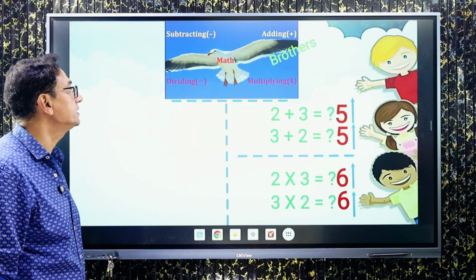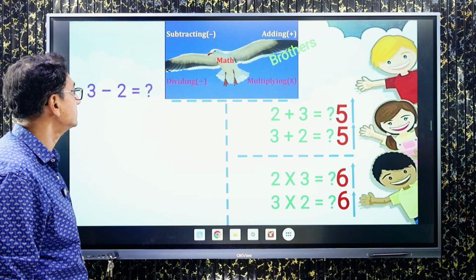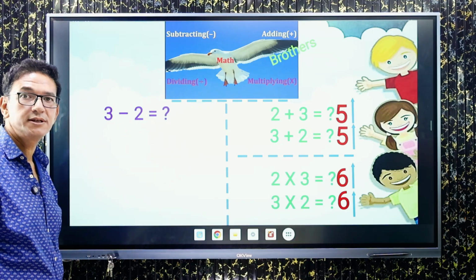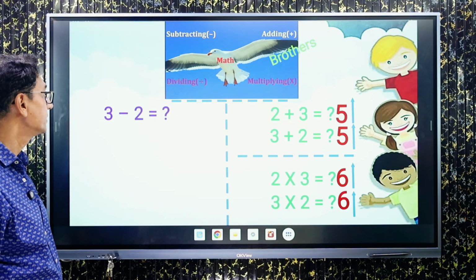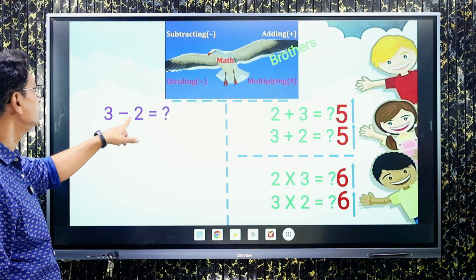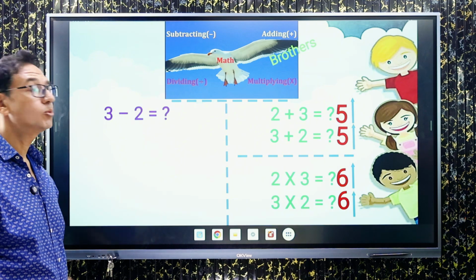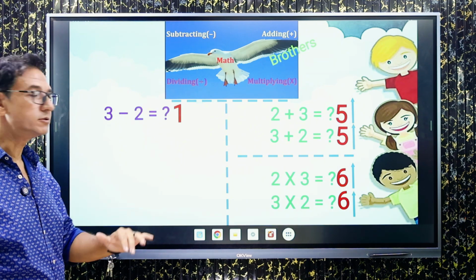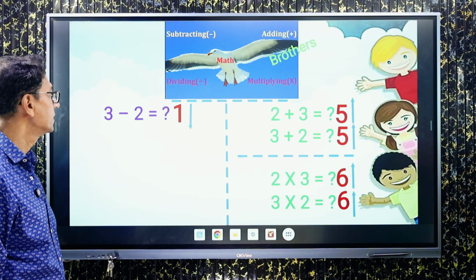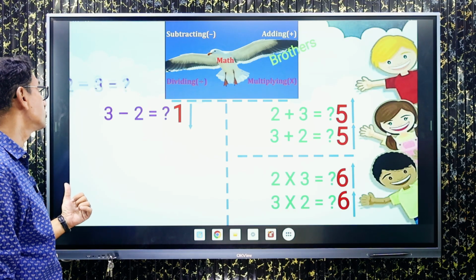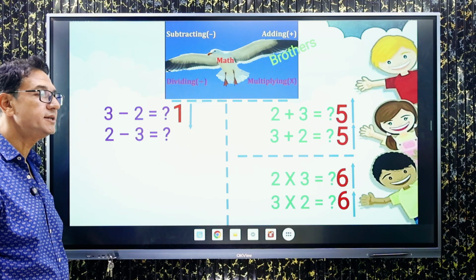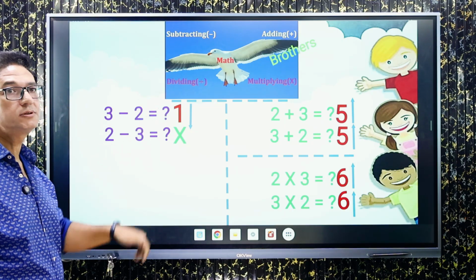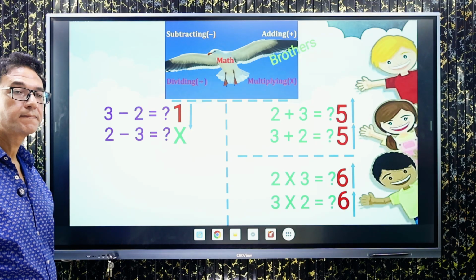What about subtracting and dividing? 3 minus 2 means I will take 2 out of 3. So if we take 2 out of 3, it will be 1. 3 got smaller. What about if you want to subtract 2 minus 3? It doesn't go. Why? Because 2 is smaller than 3.